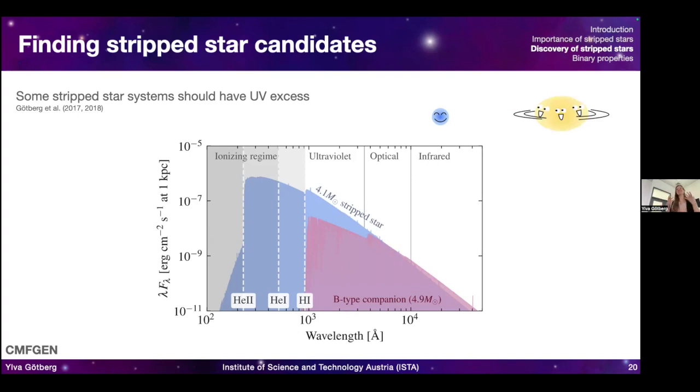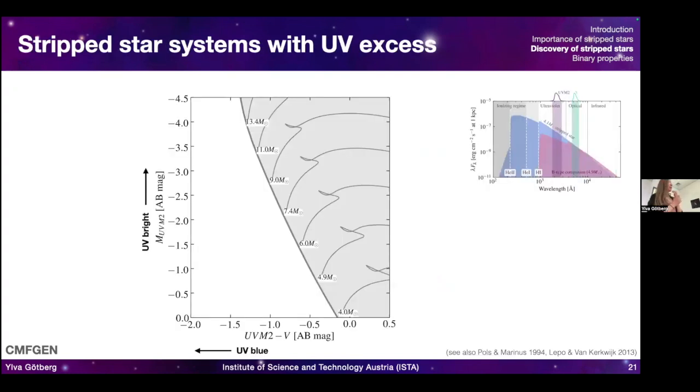It's hard to distinguish. But if you look at a comparison with the ultraviolet here, you should be able to see an excess radiation in the ultraviolet, if you see either just the stripped star on its own with a dark companion, or even with a companion like this. You should see such a UV excess. And we created this color magnitude diagram. It's really rather simple. It shows the UV brightness on the y-axis and the UV blueness on the x-axis.